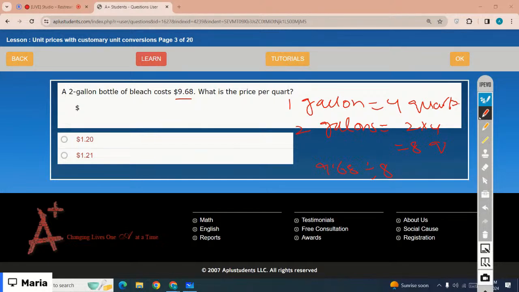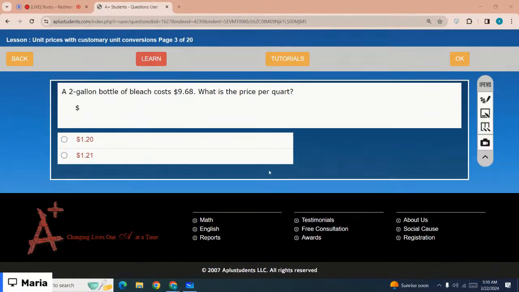9.68 divided by 8 equals $1.21. The correct option is $1.21. Option number 2 is the correct option, right?